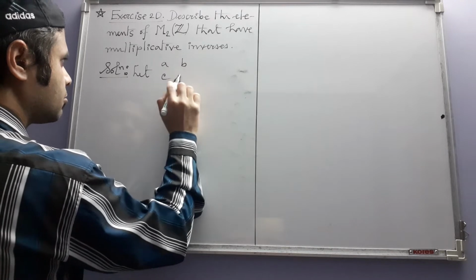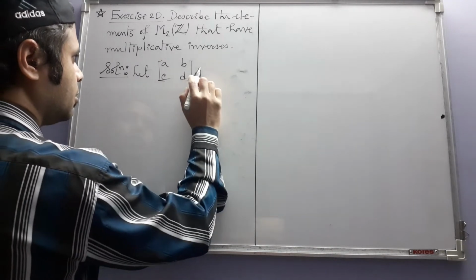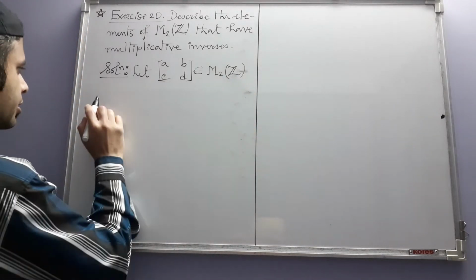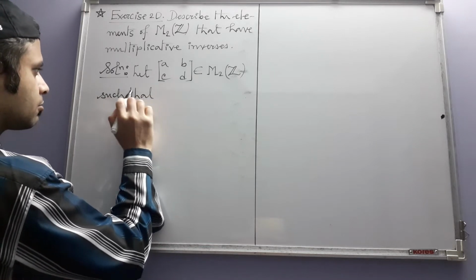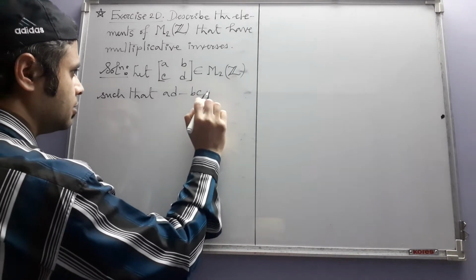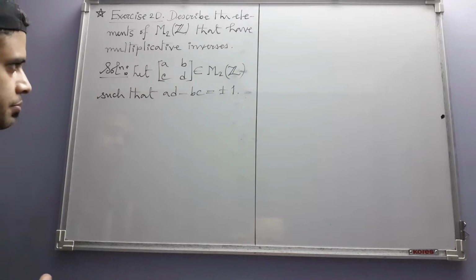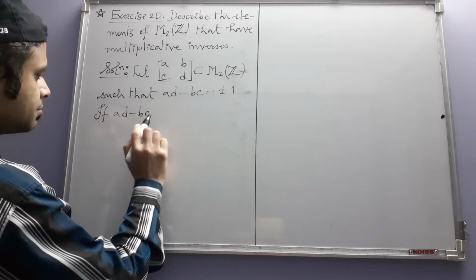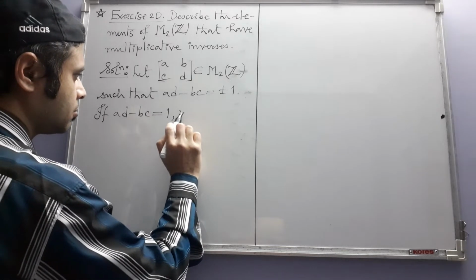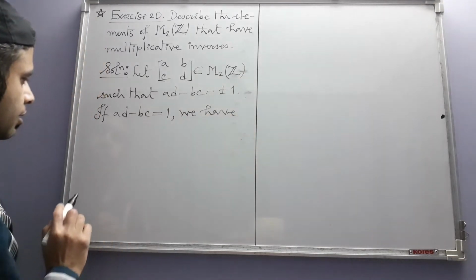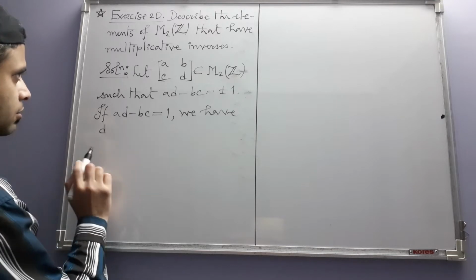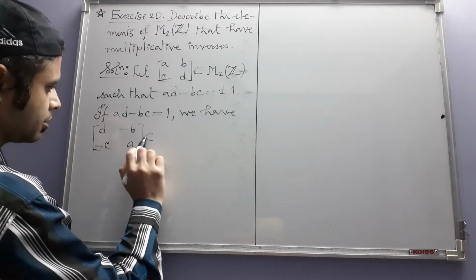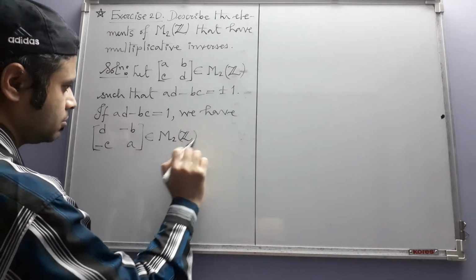Let A, B, C, D be a matrix in our ring such that the determinant AD minus BC is either 1 or minus 1. If AD minus BC is equal to 1, we have the matrix D, minus B, minus C, A belonging to M2(Z).